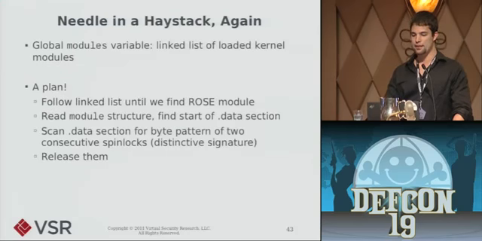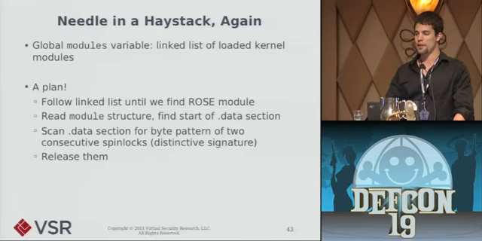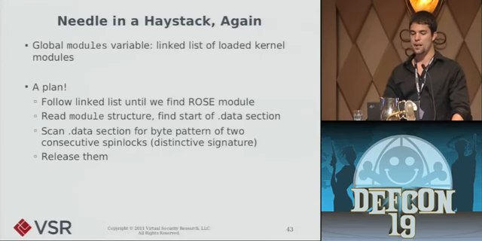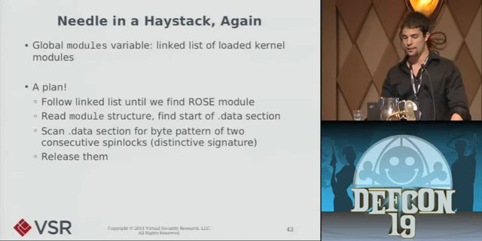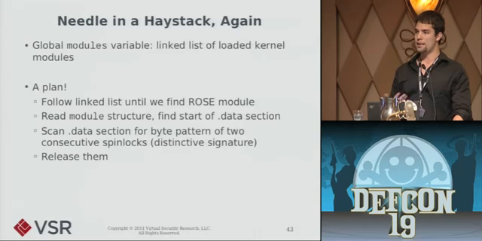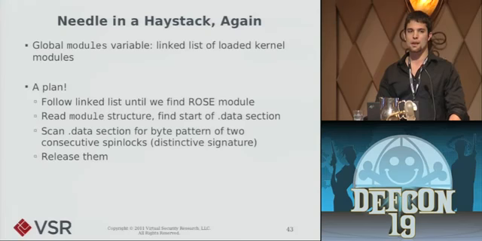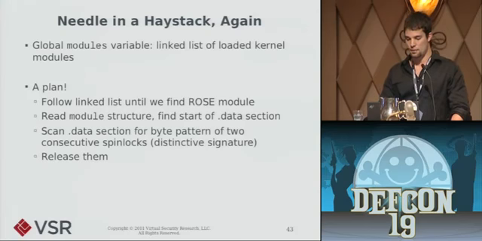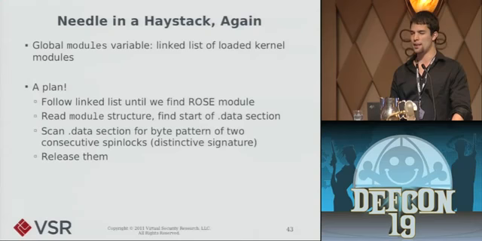Fortunately, it's actually pretty easy to find. There's this global modules variable, which is the head of a linked list of loaded kernel modules. So what we can do is follow this linked list until we find the module named ROSE, and read the module structure hanging off this linked list until we find where the data section of the ROSE module is. Now that we know where the data section of this module is, we can scan it for a byte pattern that represents a distinctive signature of what these spin locks look like in memory. And that's unique, so that will always work. And then once we find them, we can release them by, I think, incrementing them.